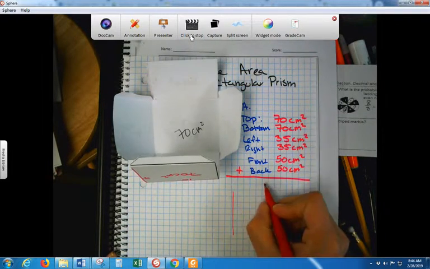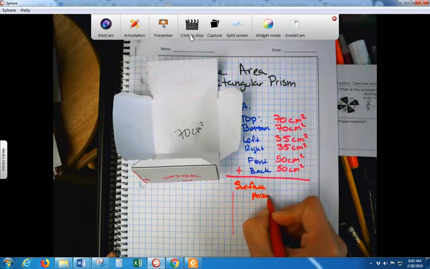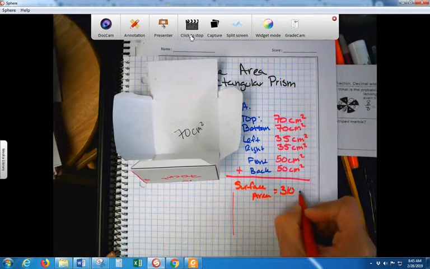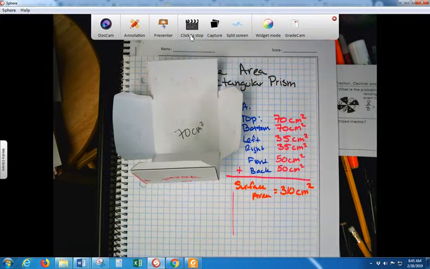So the surface area is equal to 310 centimeters squared. Okay? Was it difficult? The math is not difficult. It takes time. It's kind of like compound shapes from yesterday. The math isn't terribly difficult. It just takes some time.